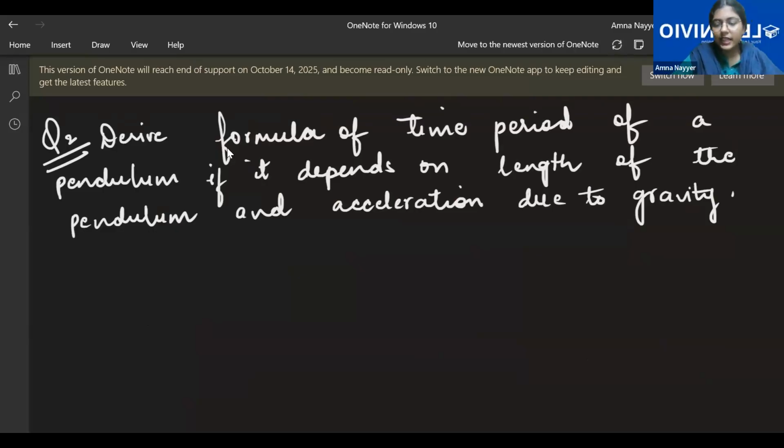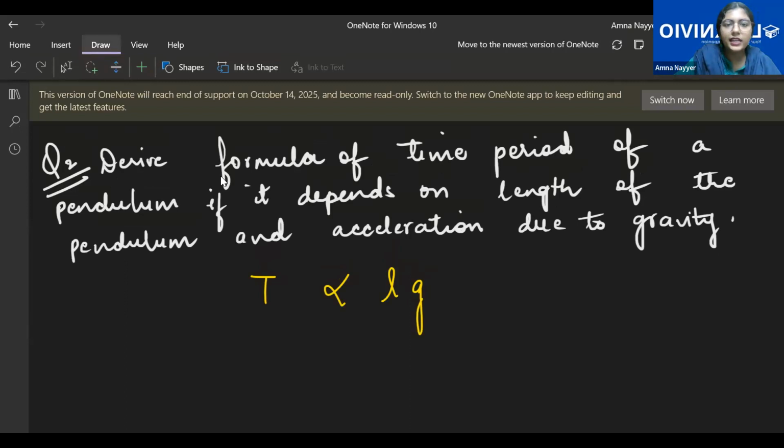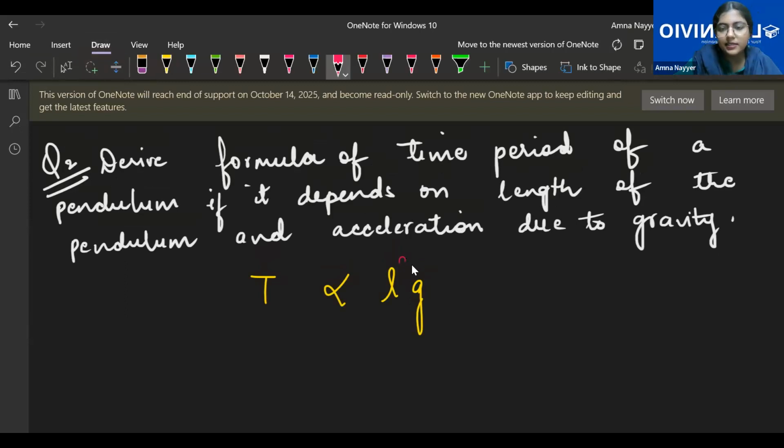Okay, let's move to the next one. This is: derive the formula of the time period of a pendulum if it depends on the length of the pendulum and acceleration due to gravity. So now we'll say the time period depends on the length of the pendulum and the value of g, acceleration due to gravity. Again, we'll assume this is some x, this is some y. Next step is to put a constant k and then write whatever values you have, x, y.